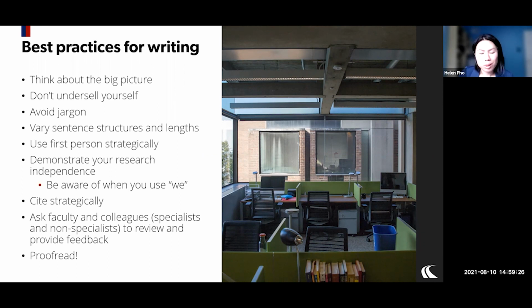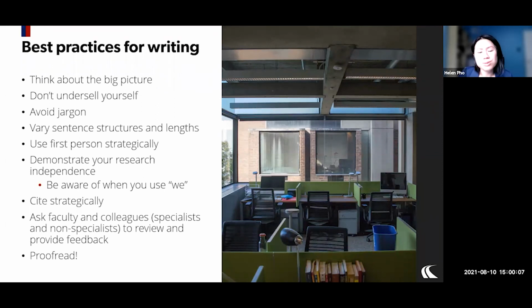Making sure, and this is a really, really important point and something that everyone should do when you write a research statement, is to ask your faculty and your colleagues, both specialists within your discipline, non-specialists within your discipline, maybe even people outside of your discipline, to review and to provide feedback, because these are the people who will be able to best understand your project, and will also be able to give you really constructive feedback in terms of whether or not you're explaining your research in a way that makes sense, right?